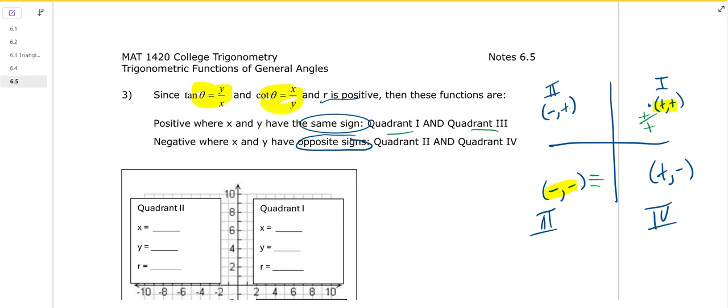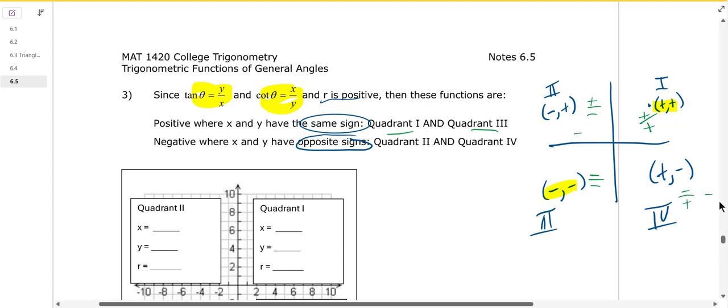If you did the ratio in quadrant 2, positive over negative would give negative, and over here, negative over positive would give negative. So that's how I think of tangent and cotangent. They are positive where the signs are the same, and that's quadrants 1 and 3. So that's one way to look at that.